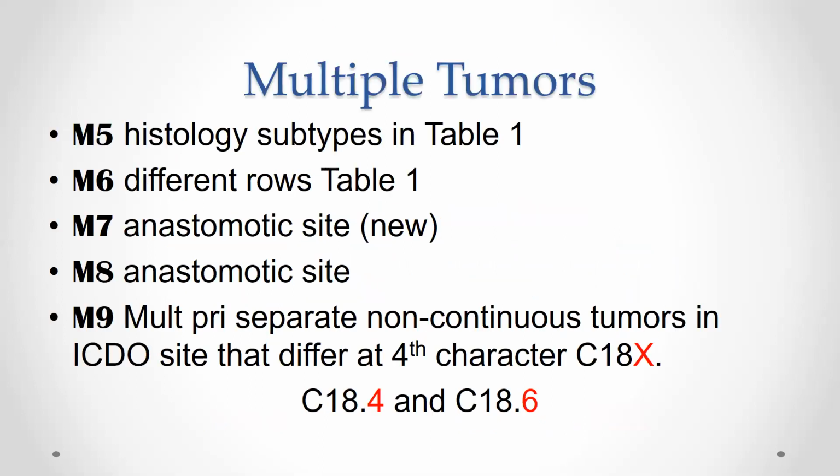We do get to M9. So rules M5 through M8 do not apply. M5 and 6 have to do with different histologies. M7 and 8 have to do with the anastomotic site recurrence, and we don't have any of those. So we stop at rule M9. It's asking if we have a difference in the fourth character of the primary site.